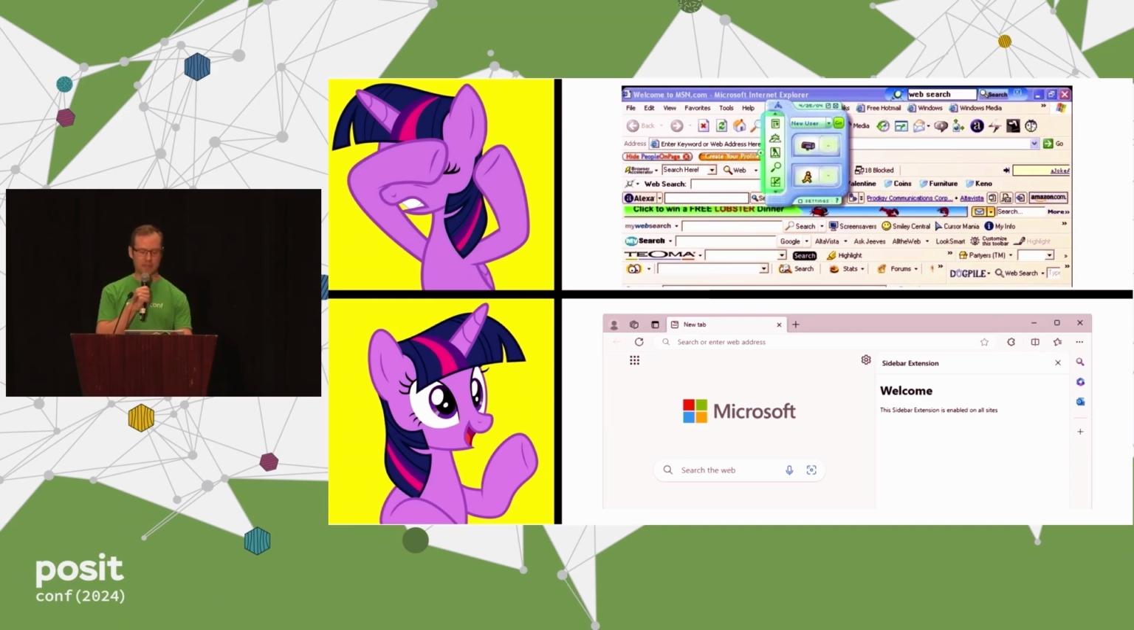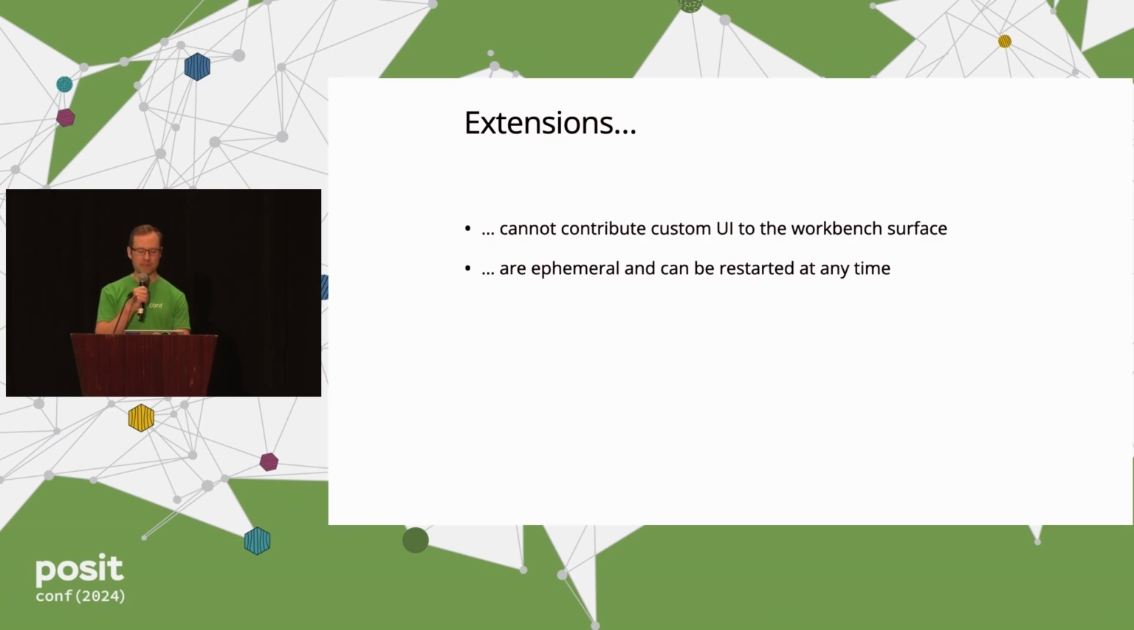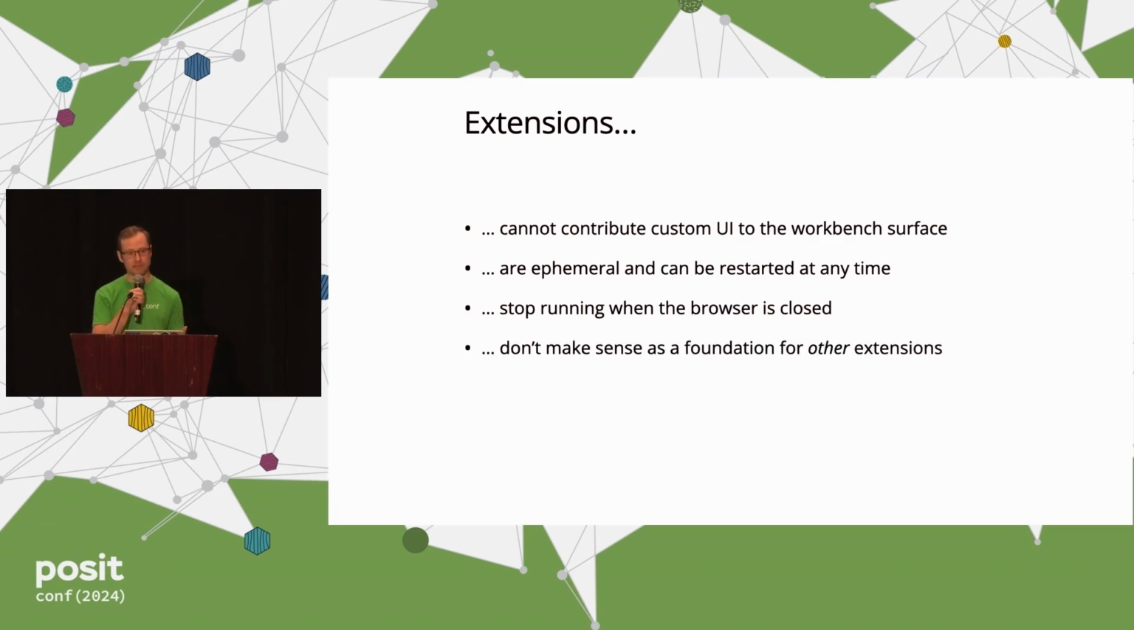And so Microsoft learned their lesson, and Visual Studio Code extensions are fairly limited. They can't contribute custom UI to the Workbench surface. They run on that separate sandbox process. They're ephemeral. They can be restarted at any time. They stop running when the browser is closed. And finally, and probably most importantly for us, they don't make sense as a foundation for other extensions, right? R and Python and these other language packs are extensions to Positron. And it's very difficult to build a horizontal layer that provides that extensibility when you are yourself running in the sandbox.